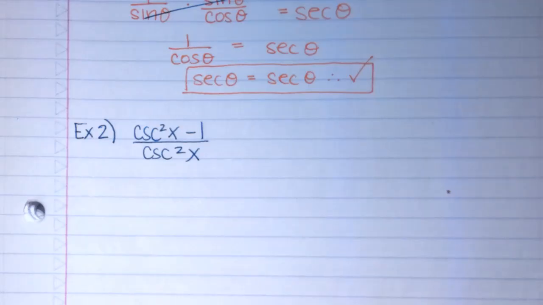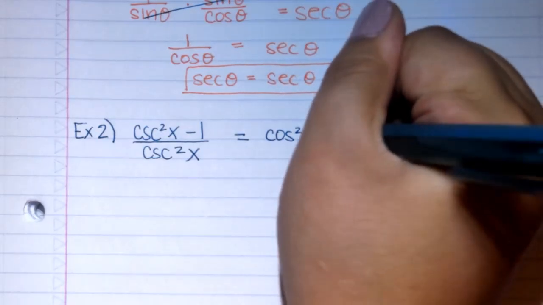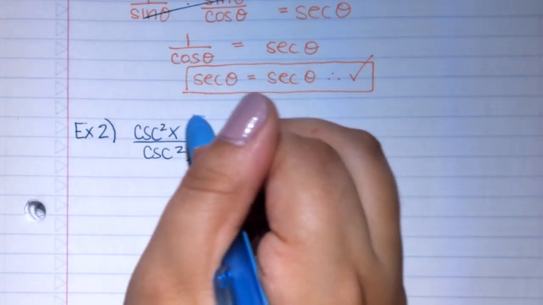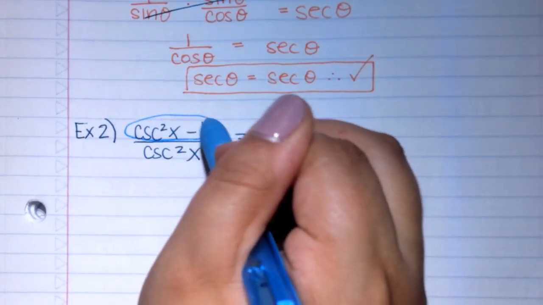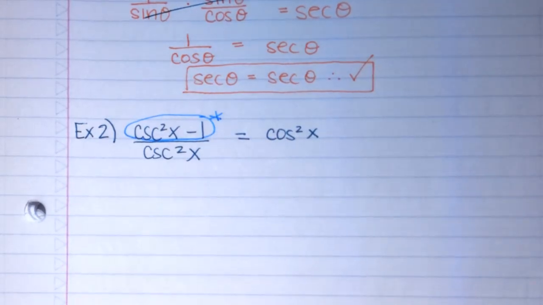Can I just cancel these? No. Oh, I didn't give you an equals. There you go. Sorry. What can I do? I cannot cancel them, so then what? I got cosecant squared x minus 1. What does that go with?